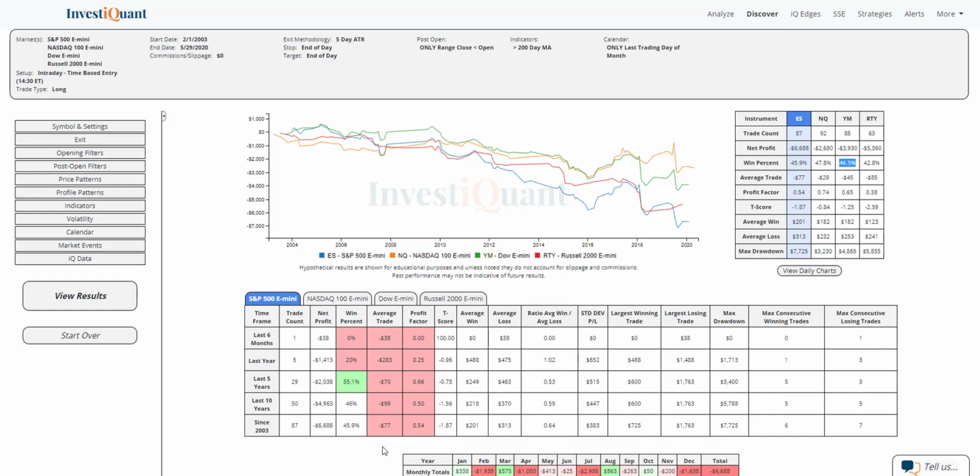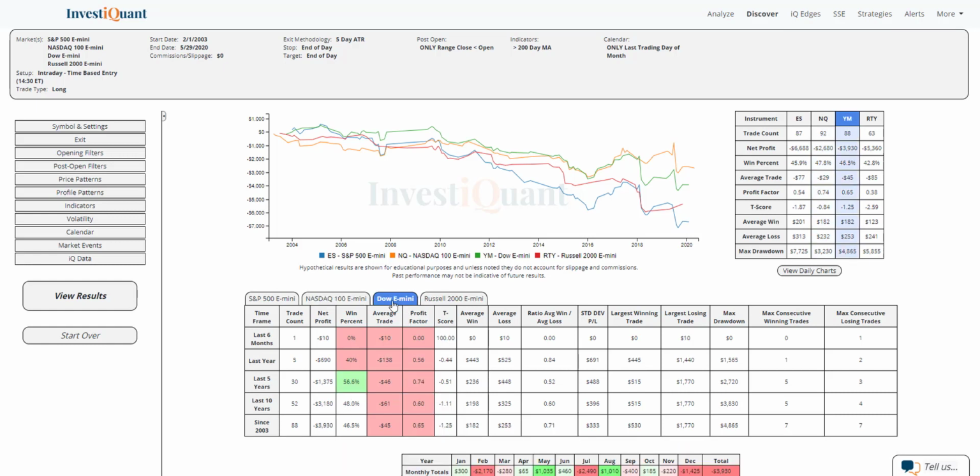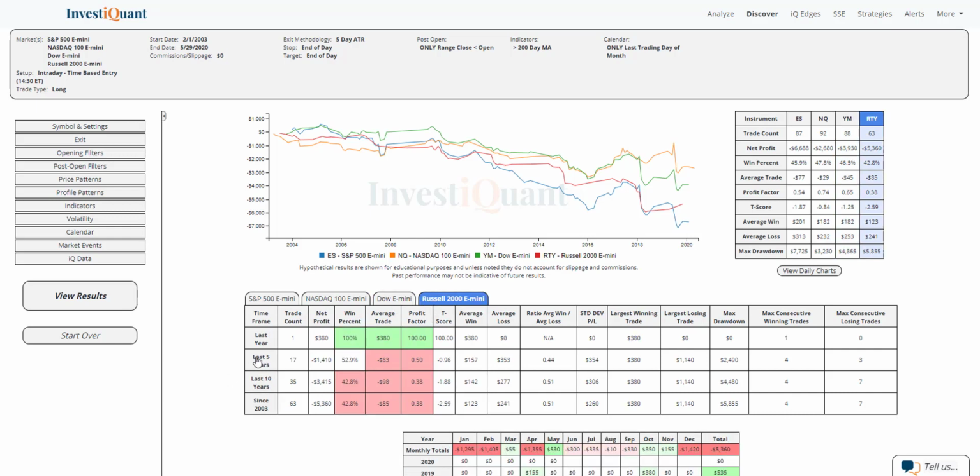50-50. But looking here at the equity curve, it does look like it's lost a little bit of its consistency. Let's take a look underneath. Last 5 years, right here, this is the S&P. Looks like 55% win rate the last 5 years. Let's look at the NASDAQ. NASDAQ last 5 years, so 53%. Okay. YM last 5 years, about 57%. And Russell last 5 years coming in at 53%.